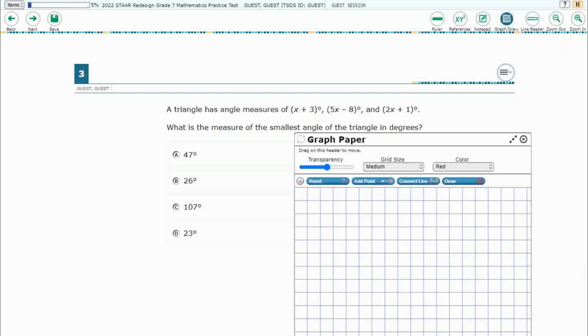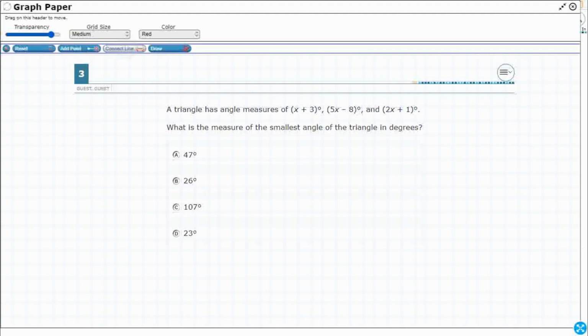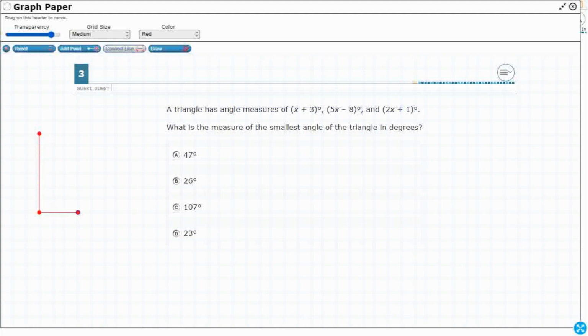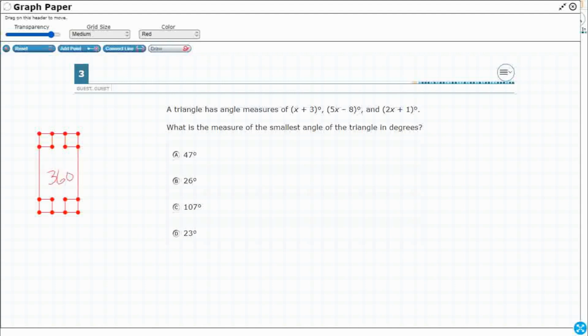So in case you get stuck, let's open up our graph draw feature. Easy way I always remember is if I get stuck, I'm going to make a rectangle, right? I'm going to say, okay, so my rectangle is 360 degrees. And I know it's 360 degrees because I've got 4 90-degree or square corners, right? So all 4 of these are 90 degrees. 90 times 4 is 360.